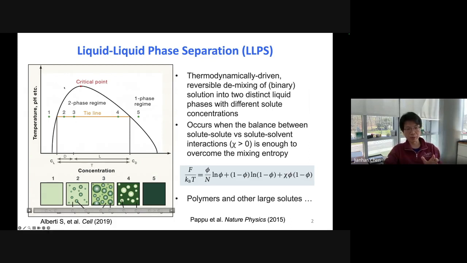They cannot phase separate. But as you decrease the temperature, the importance of the entropy becomes smaller and smaller compared to delta H. Then at a certain point, the delta H, or the protein-protein interaction or polymer-polymer interaction enthalpy, is enough to overcome the demixing entropy. Then they will phase separate.